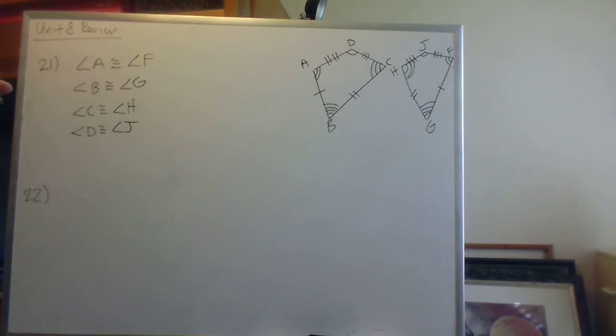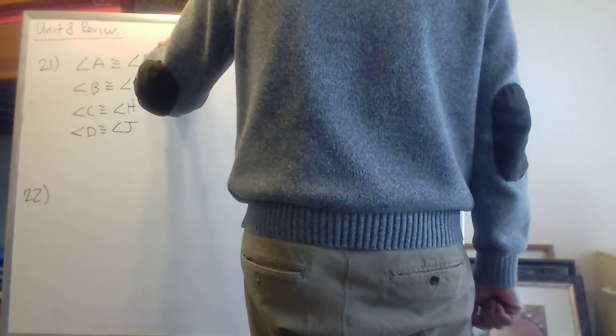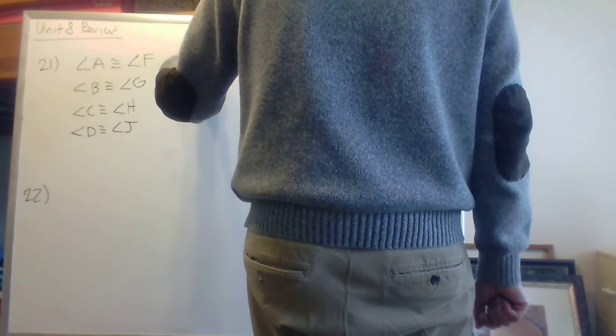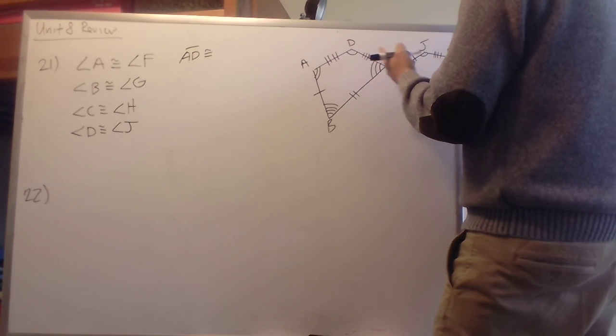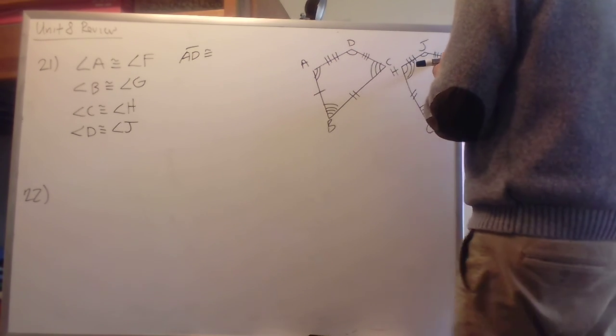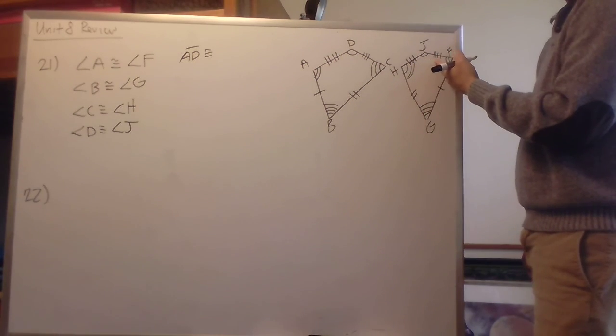We have to match the corresponding sides. So I'm going to look at side AD. Notice how it has 4 hash marks. We're going to go over here and look at how JF has 4 hash marks.